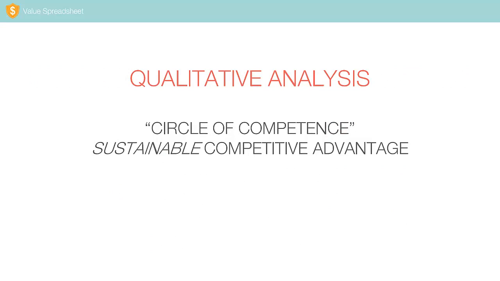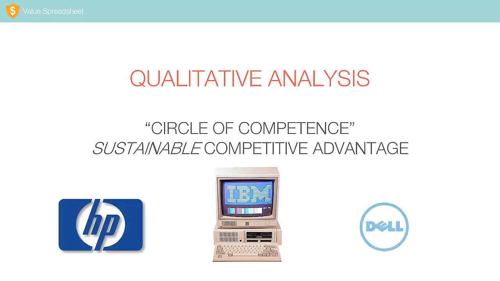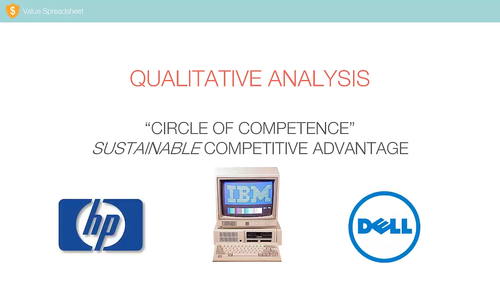Take for example IBM. In the early 1980s, it popularized personal computers. However, competition from Hewlett-Packard and Dell transformed IBM's PC division from a cash cow to a value destroyer. In 2004, IBM gave up and sold its struggling PC division to Lenovo for less than $2 billion. So while technology is cool, it does not provide a sustainable competitive advantage because it is fairly easy to copy.